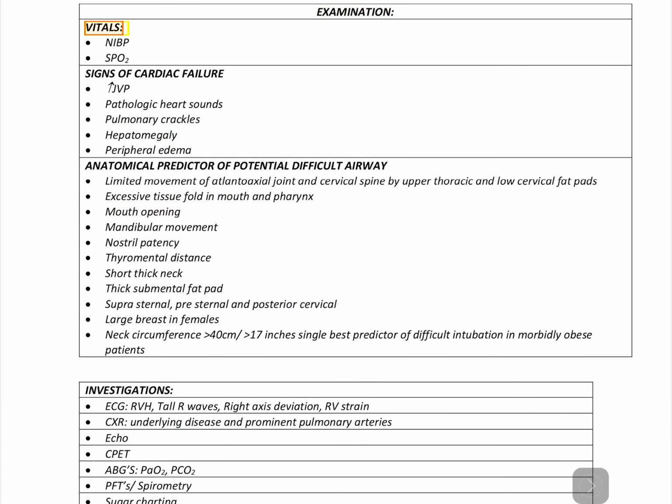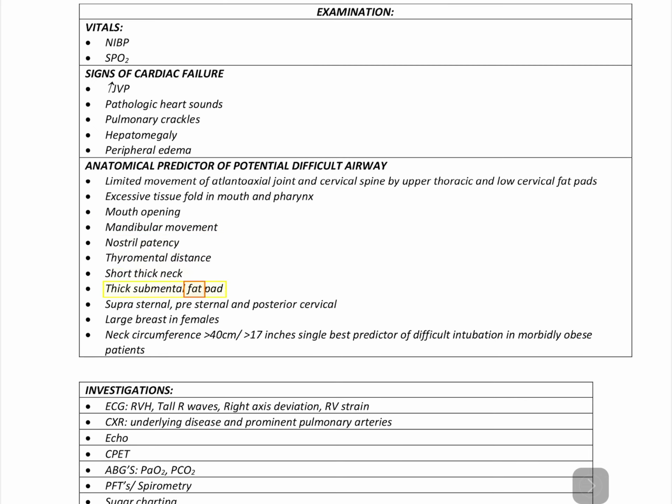Examination: vitals, NIBP, SpO2, signs of cardiac failure, JVP, pathologic heart sounds, pulmonary crackles, hepatomegaly, peripheral edema. Anatomical predictors of potential difficult airway: limited movement of the atlantoaxial joint and cervical spine by upper thoracic and low cervical fat pads, excessive tissue fold in mouth and pharynx, mouth opening, mandibular movement, nostril patency, thyromental distance short.